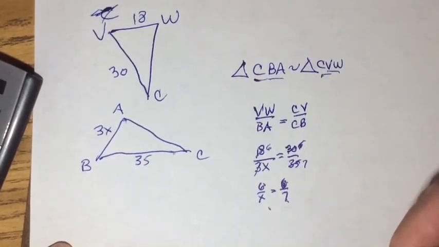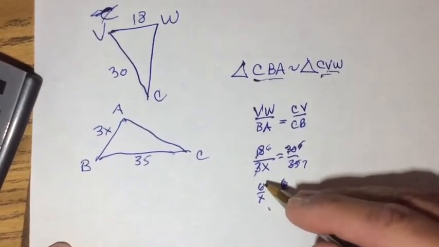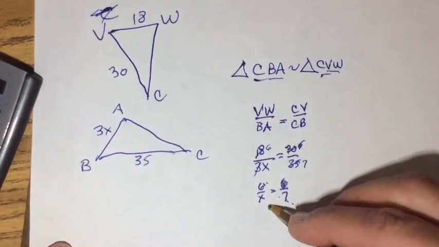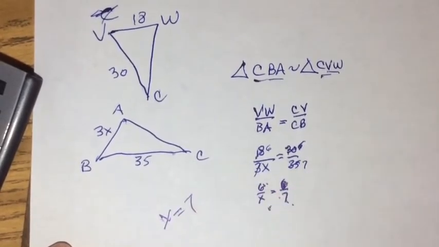Oh, come on. 6 over 7 is equal to 6 over what? 7. That's the answer to that question.